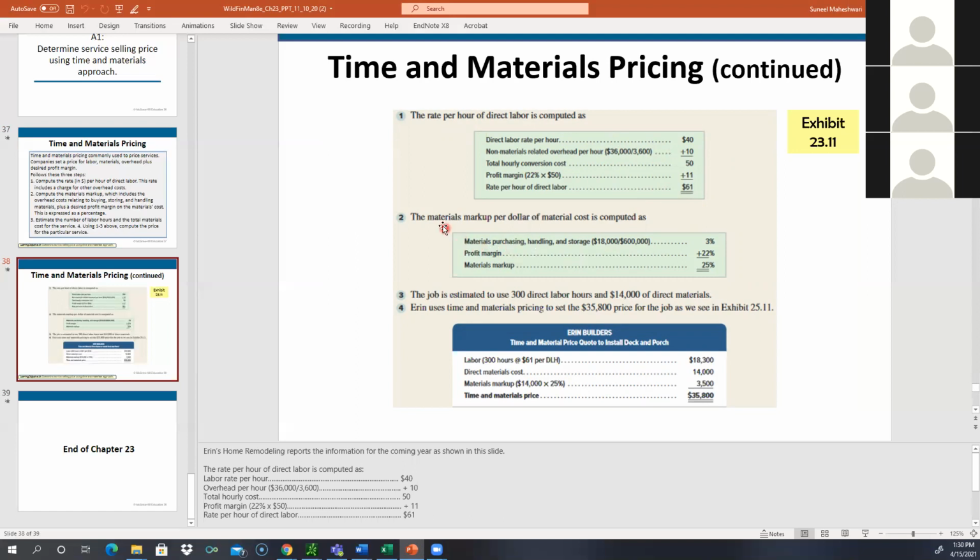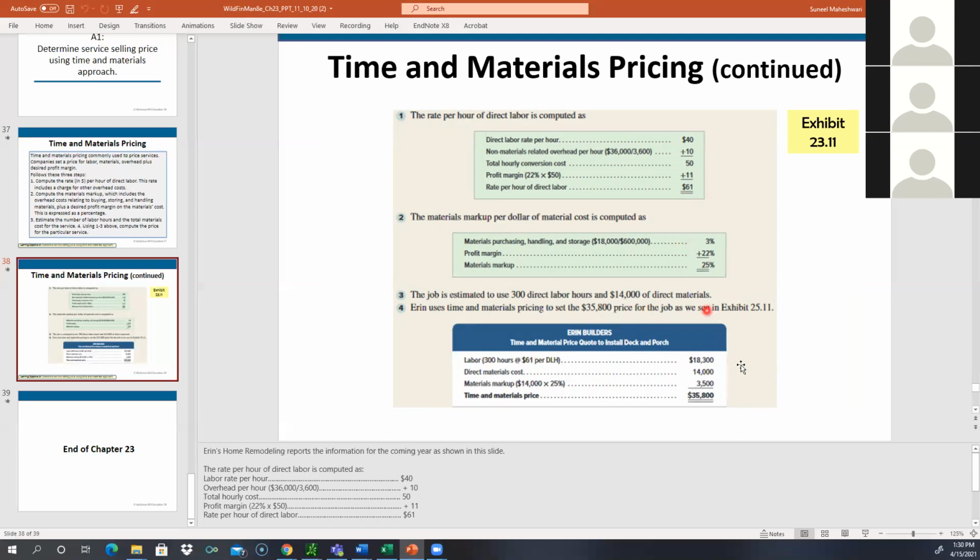For the material markup, you've got the material purchase and handling cost at around, say, 3%, and a profit margin of 22%, so the total material markup is around 25%. That's what they want. So here is the material markup. Your direct material was 14,000, at 25%. Your labor cost we estimated earlier at $61 an hour for 300 labor hours, which is 18,300. So you've got the 18,300 plus your materials and markup.